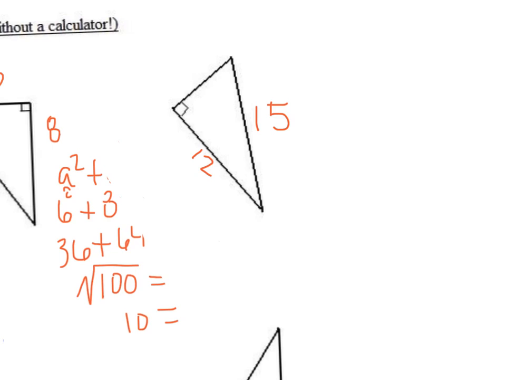Okay, now let's do one that's a little bit different. Instead of being given the length of the two legs and finding the hypotenuse, we've been given the length of the hypotenuse and one of the legs, and what we want to do is find the side length of the additional leg.